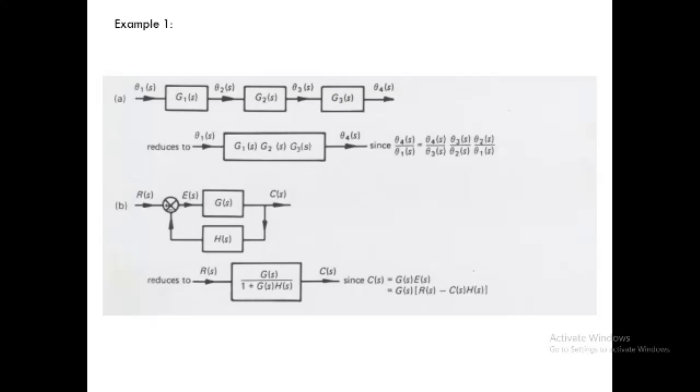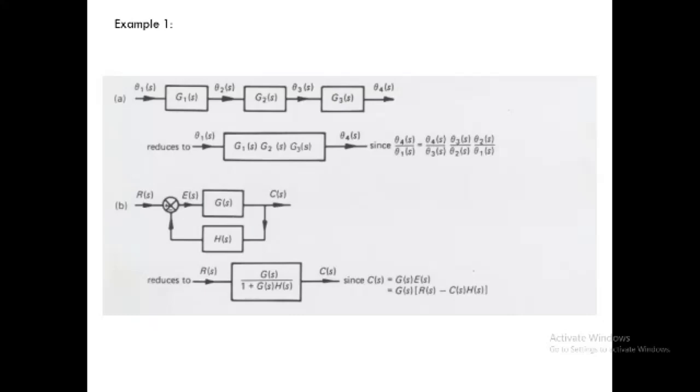So, what is the output? This theta 4 of S upon theta 1 of S, as per the definition of transfer function, is equal to theta 4 of S upon theta 3 of S into theta 3 of S upon theta 2 of S into theta 2 of S upon theta 1 of S.